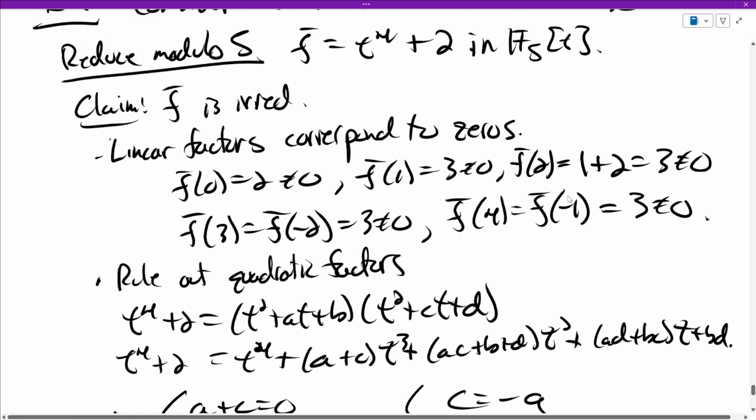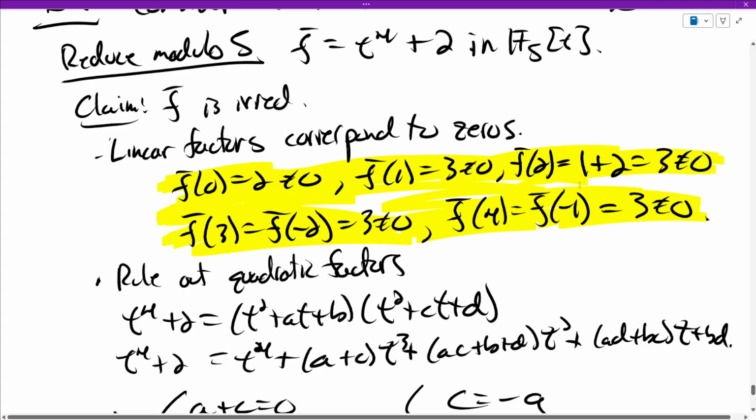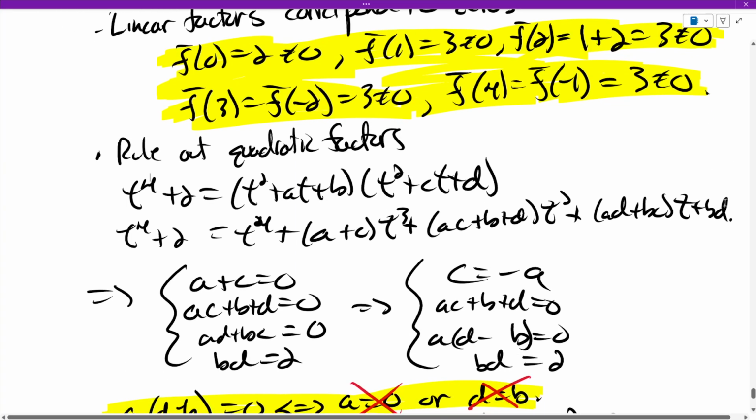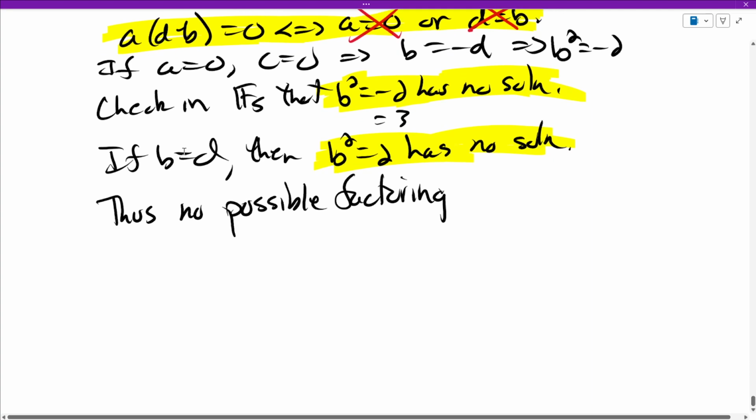And then here, all of this, checking that there were no linear factors, we only had to check 5 possible roots instead of however many there are. So by reducing modulo 5, we were able to simplify some of the work. Now you could do this by hand in Z as well, but this is the reduction modulo 5 technique.